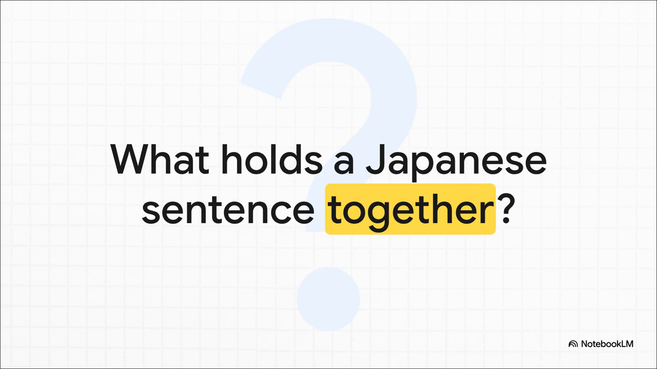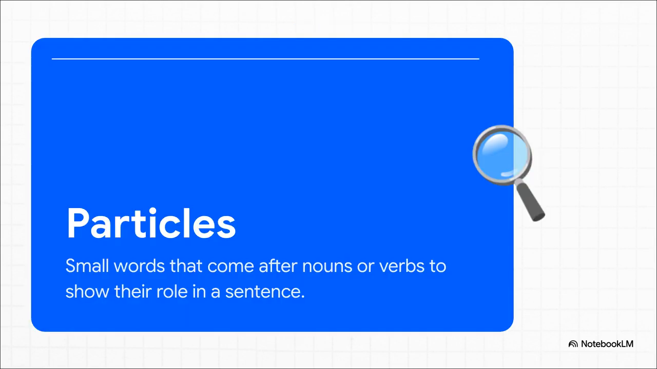So, have you ever looked at a Japanese sentence? You can probably spot the words, the nouns, the verbs, but what's that invisible force holding it all together? What's the secret that makes it all make sense? Well, the secret ingredient is something called particles. These are tiny, but believe me, they are super powerful words. Think of them as the grammatical glue of the language. They tell you exactly what each word in the sentence is doing. They're absolutely essential, and today we're going to master the first three.